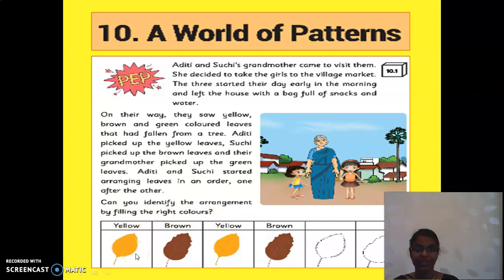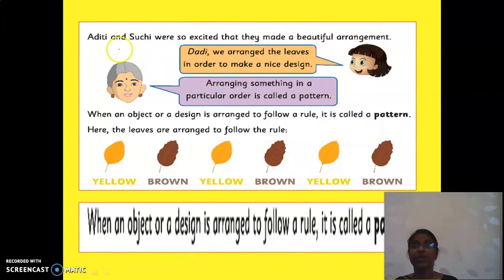First yellow, followed by brown. Again they arranged yellow, again brown. So next, what should follow there? Which color? Very good, yellow has to follow. And the next one should be followed by the color brown. Likewise, we do skip counting, isn't it? Even in colors, we can create a pattern. Even with the help of colors, you can create patterns. So Aditi and Suchi were so excited that they made a beautiful arrangement.